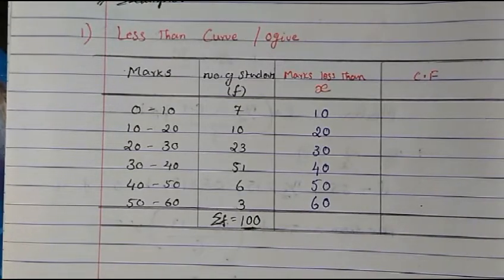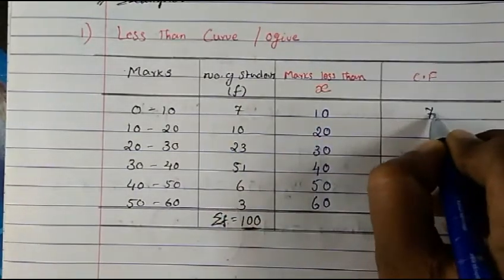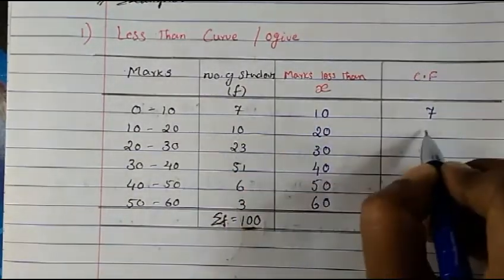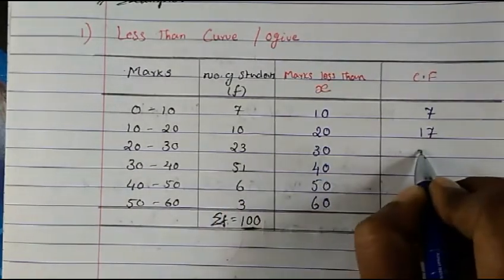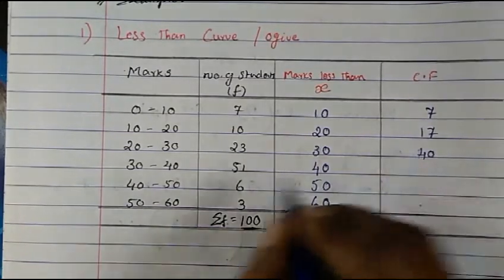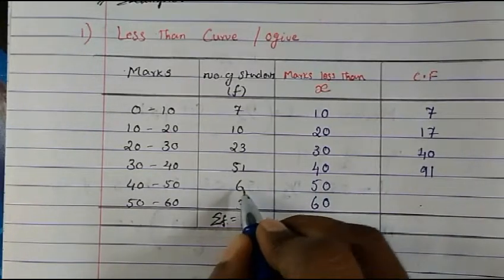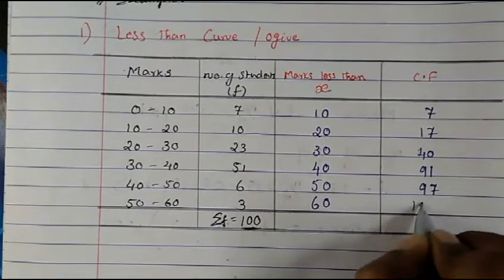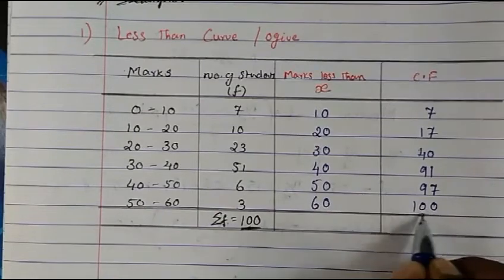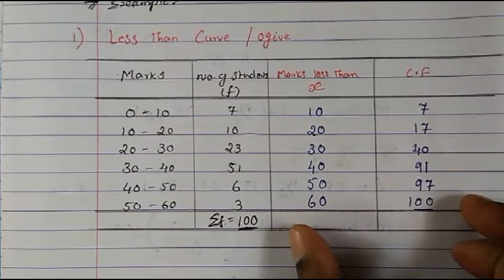Now let us prepare. The first value of frequency is 7. With 7 you add 10, then it becomes 17. With 17 add 23, then it is 40. 40 plus 51 is 91. 91 plus 6 is 97. 97 plus 3 is 100. You see, this value and the last value here should be the same. So we have to prepare just 2 columns. Even for the more than type ogive you have to prepare 2 columns only.